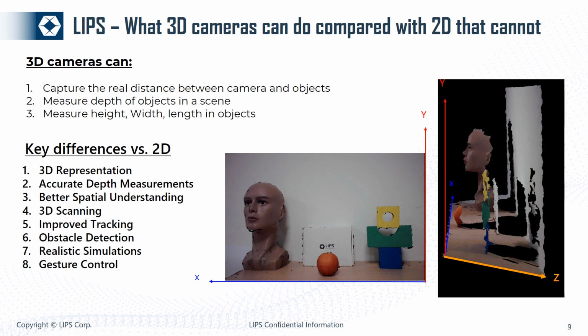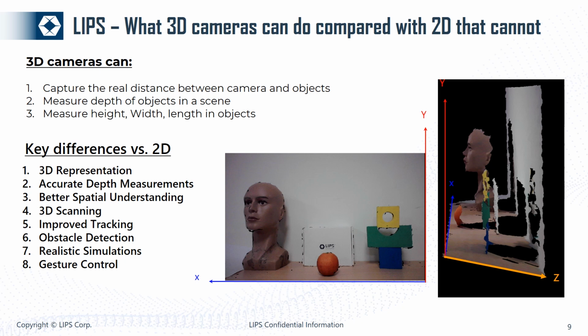Better spatial understanding. With depth information, 3D cameras can more accurately identify and differentiate between objects, even if they overlap or are occluded in the view. 3D scanning. 3D cameras can create detailed 3D models of objects and environments, which is useful for industries like design, gaming, and architecture. This level of detail is not possible with 2D images.